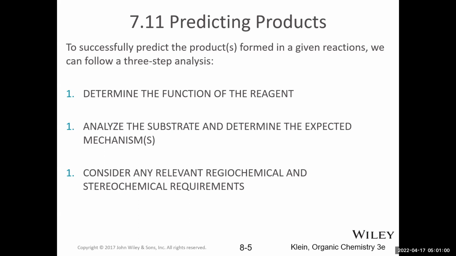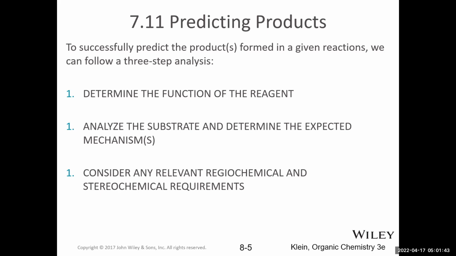And then the second step is analyze the substrate to determine the expected mechanism. So the structure of the substrate is also important. Is it a primary, secondary, or tertiary alkyl halide? Is it an allylic or benzylic alkyl halide? Is it any of those, but the halide is instead an alcohol? Right. So the substrate is really important because, as we know, for example, tertiary alkyl halides don't react in SN2 reactions, but they react really well in SN1 reactions and E1 reactions. So analyzing the structure of the substrate will help us determine the expected mechanism as well.